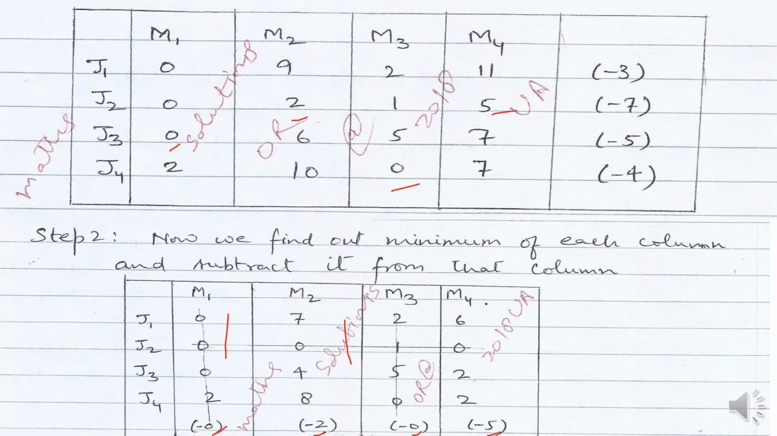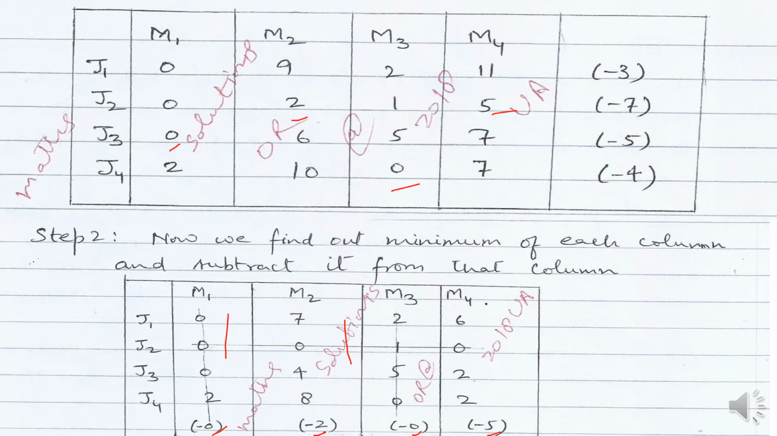Now I go to the J2 row, I see there are 3 zeros in this row. M1 I cannot assign because it has been assigned to J1. So M2 and M4 I can take. I will finalize in the next step or the next to next step. So there are 2 machines available for J2 at this step, M2 and M4.